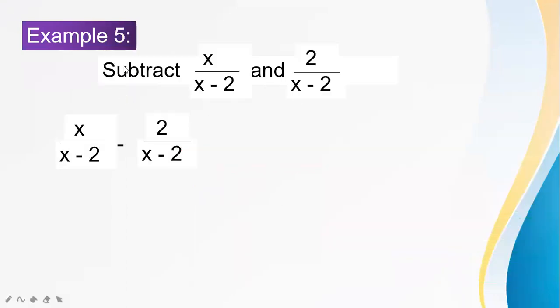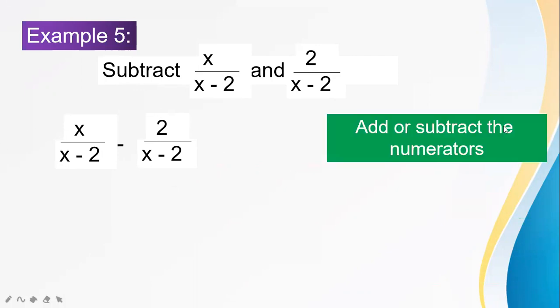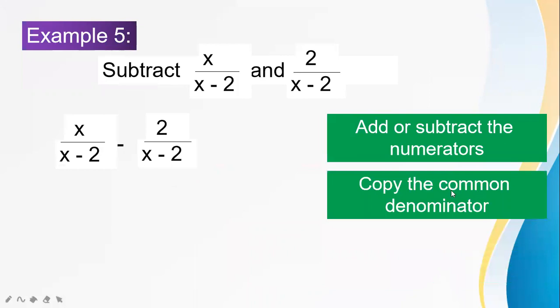Next, number 5, we have subtract x over x minus 2 and 2 over x minus 2. So, ito yung given natin. Then, add or subtract the numerators. Then, copy the common denominators. So, you subtract: x minus 2, then x minus 2. Then, copy the common denominator, x minus 2. So, we have x minus 2.